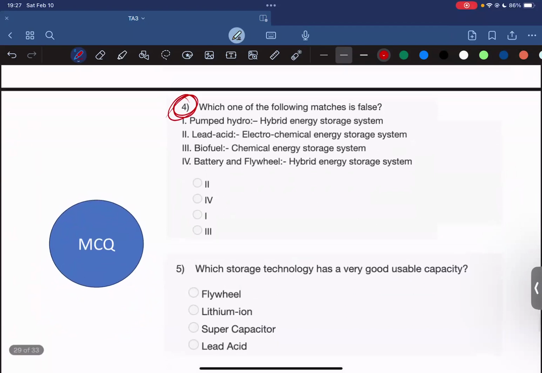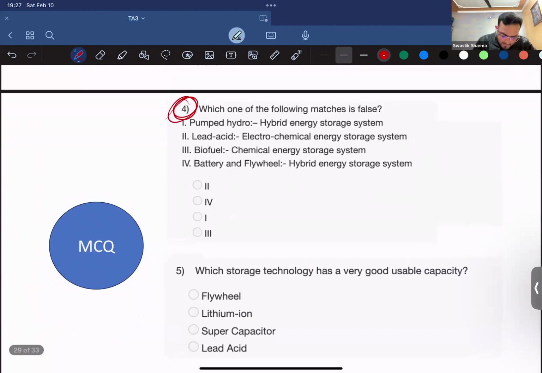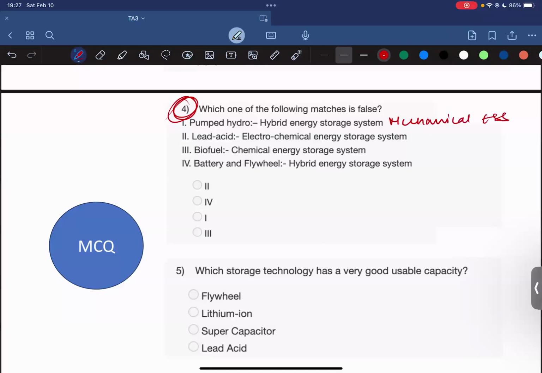So can anyone tell me if the first match is correct or wrong? A pumped hydro storage, is it a hybrid energy storage system? Yes, sir. No, it's a false statement, right? It's a mechanical energy storage system. So this is the statement which is false. So the answer is one. The first statement is incorrect.